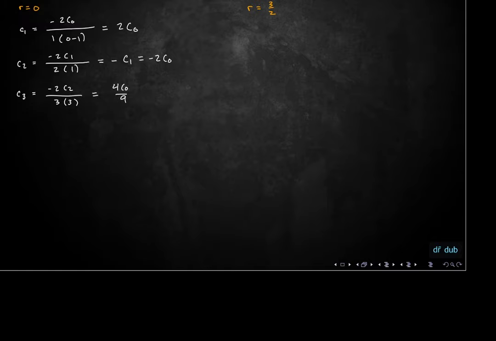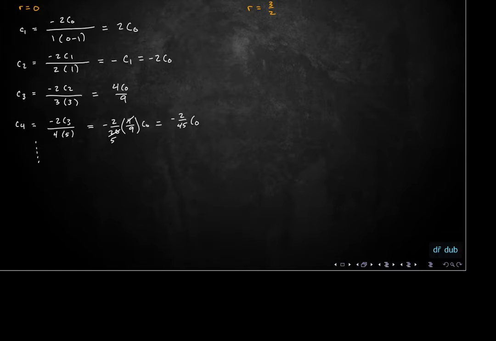And c4, my favorite, it's going to be, let's see, negative 2 c3 over 4 times 5, which equals negative 2 over 20 times 4 over 9 c0. Well, let's see what we can cancel. 4 here cancels, we get 5. So negative 2 over 45 c0. So that is starting to get like an explicit representation of our series for the smaller indicial root.